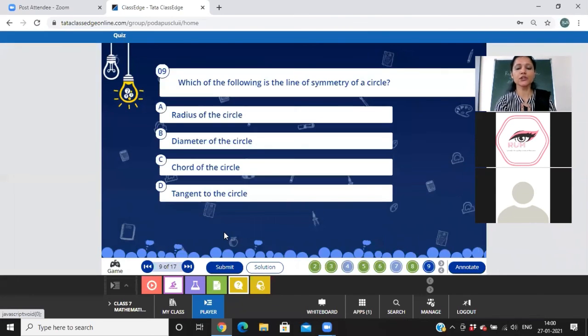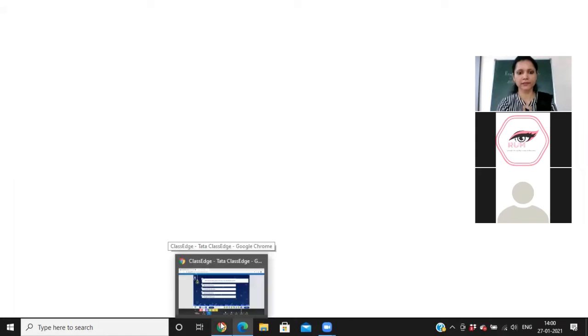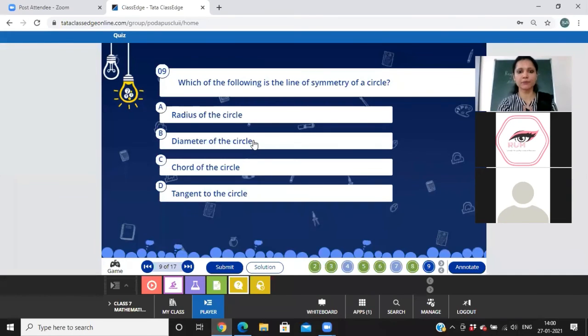Okay, now listen carefully. Which of the following is the line of symmetry of a circle? Is it radius, diameter, chord, or tangent? Diameter. Diameter is the line of symmetry for the circle. Very good.